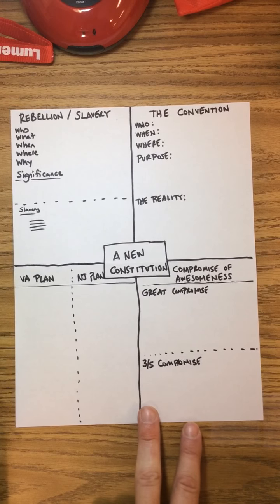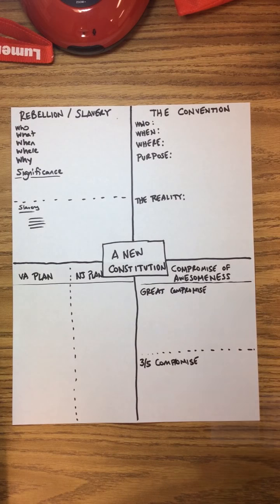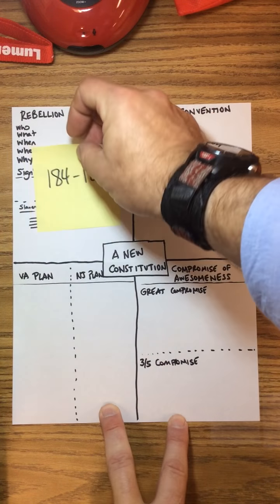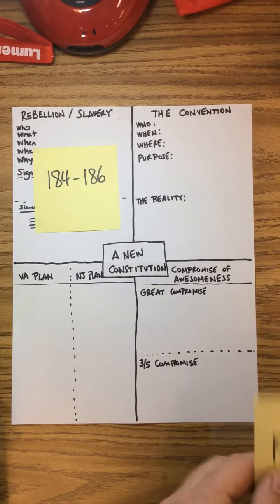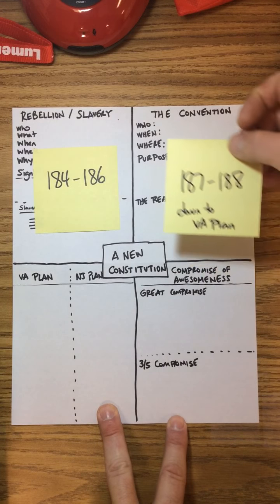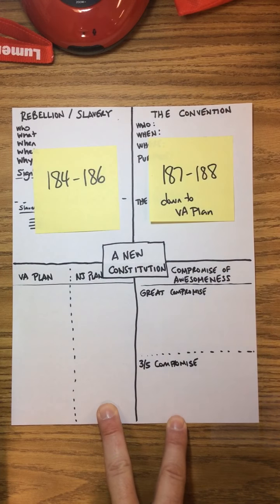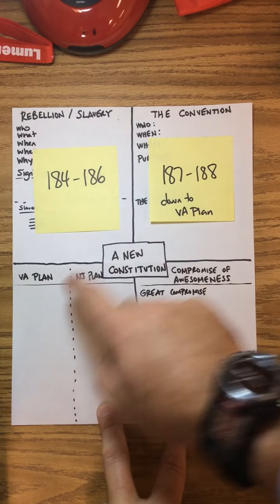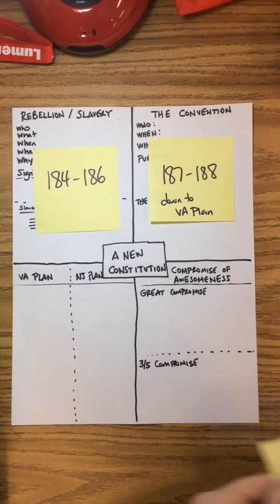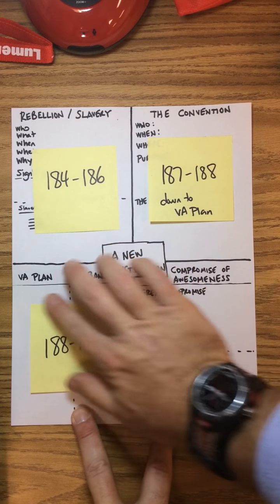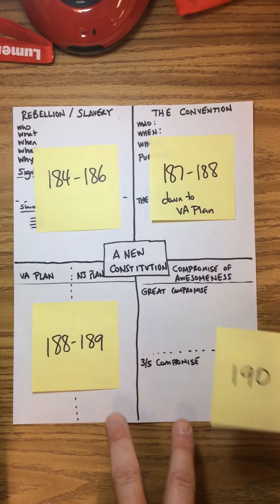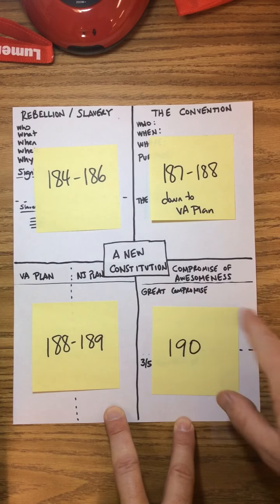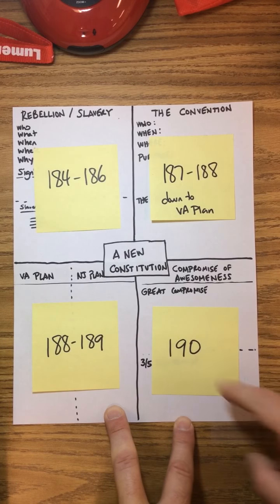So where do you find the information? The stuff at the top is going to come from pages 184 to 186. The convention is going to be found on 187 to 188, on down to where it says the Virginia Plan, because that's going to be there. And then the Virginia Plan and New Jersey Plan are found on page 188 to 189. And lastly, the Compromise of Awesomeness, we're just looking at 2 sections on page 190.